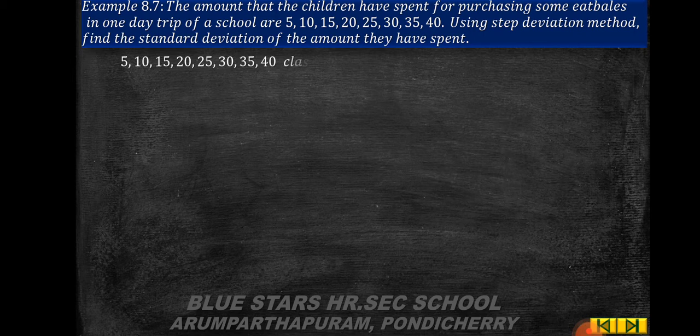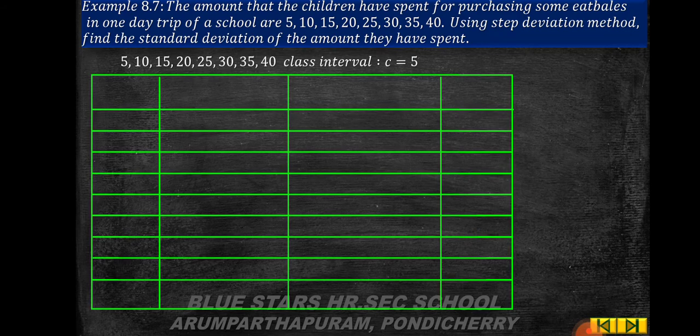So 5, 10, 15, 20, 25, 30, 35, 40. Its class interval c is equal to 5, that is the difference of each and every value is 5. Now we have to put the tabular column x, that is 5, 10, 15, 20, 25, 30, 35, 40. Then d is equal to x minus A. Here the assumed mean A is 20. So di is equal to x minus 20.